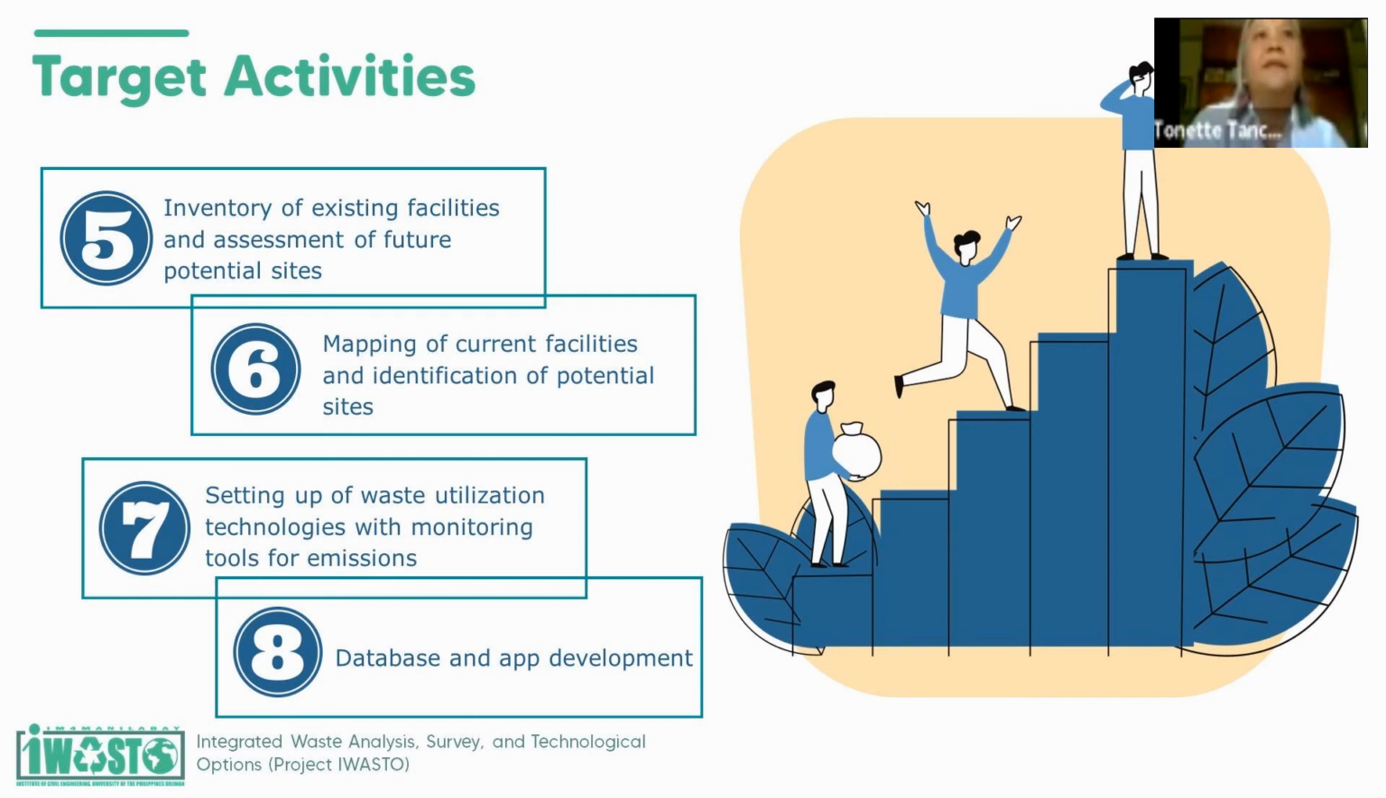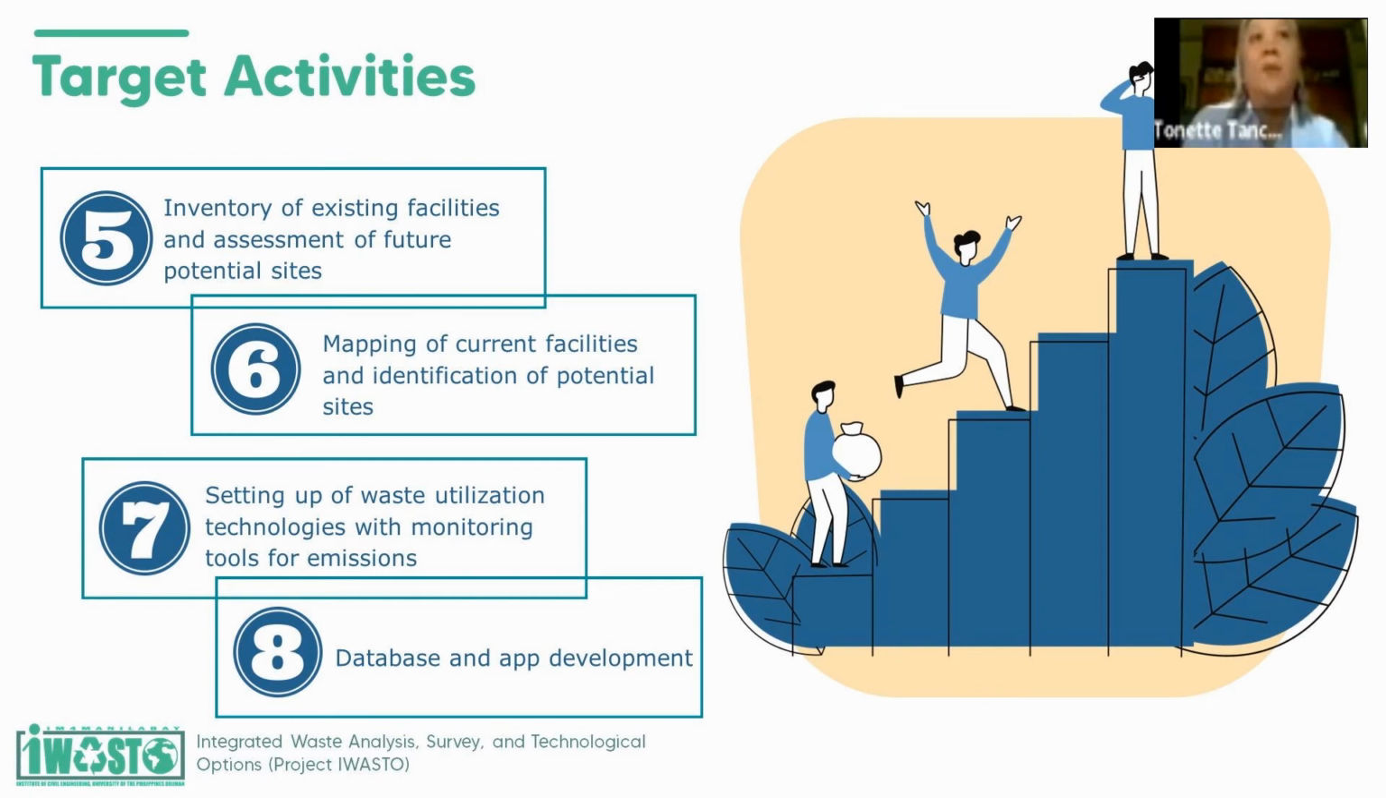And then we'll have the inventory of the existing facilities and assessment of future potential sites. From the inventory, we'd like to map them, because it's always good to see your data on a spatial level. And then here we can also identify saan pa ba yung kulang, where we need to have more, let's say, MRFs or where we can consolidate the recyclables.